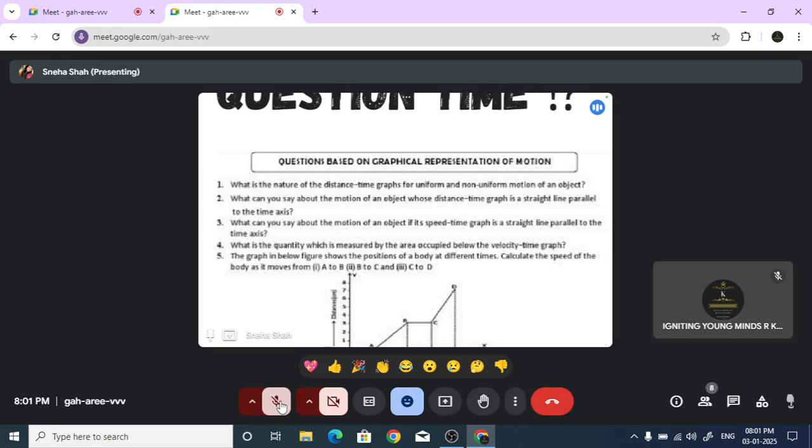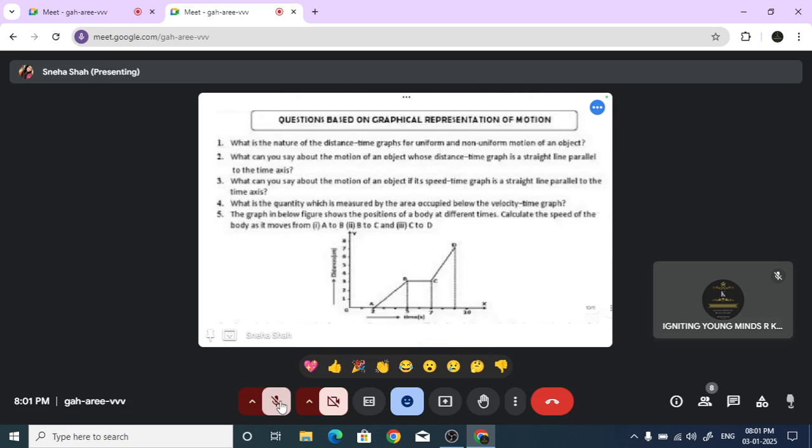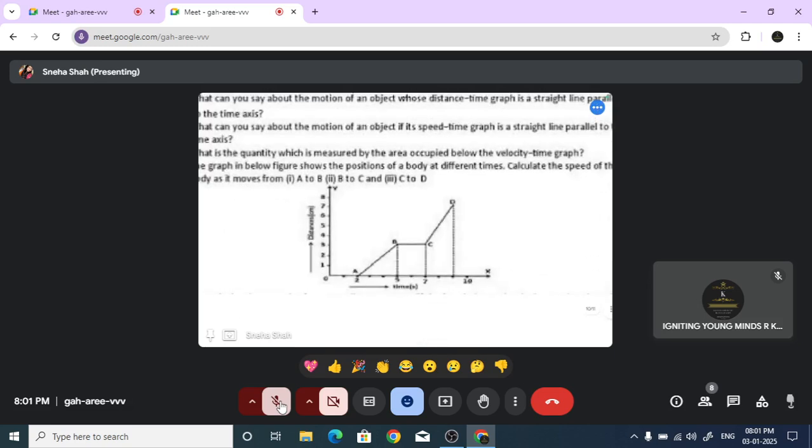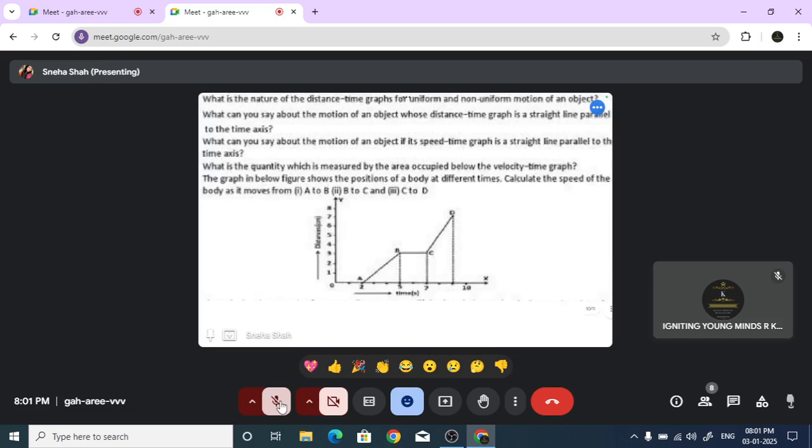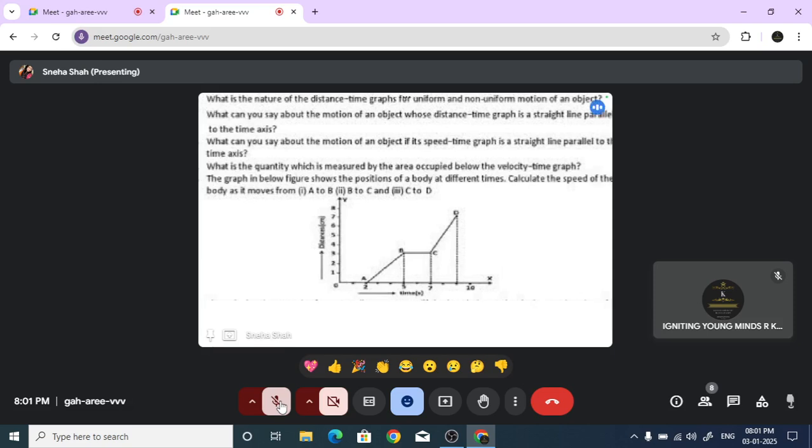What is the quantity which is measured by the area occupied below the velocity time graph? Distance or displacement, ma'am. Correct. Okay. Can you see this graph properly? Yes, ma'am. Okay.